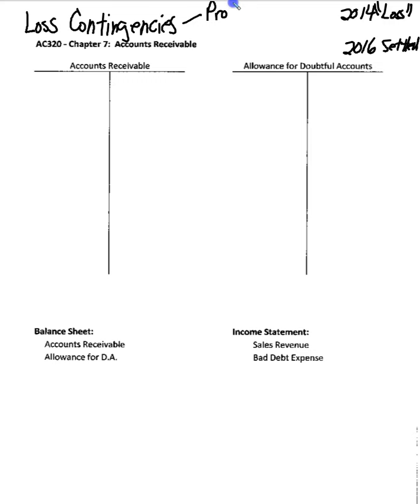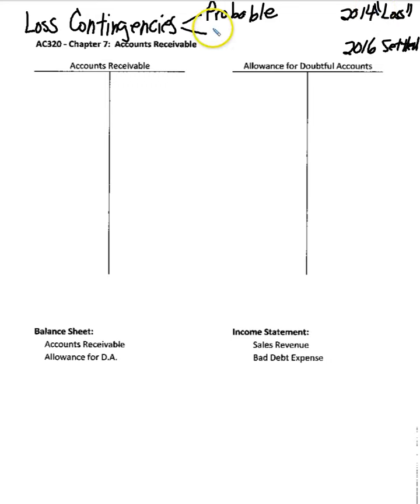First off, we have to make a judgment. Is it probable that the loss will occur? Meaning, is it likely? Is it probably going to happen that we will lose this lawsuit? If it is probable, then we're likely to record and accrue the loss in 2014.